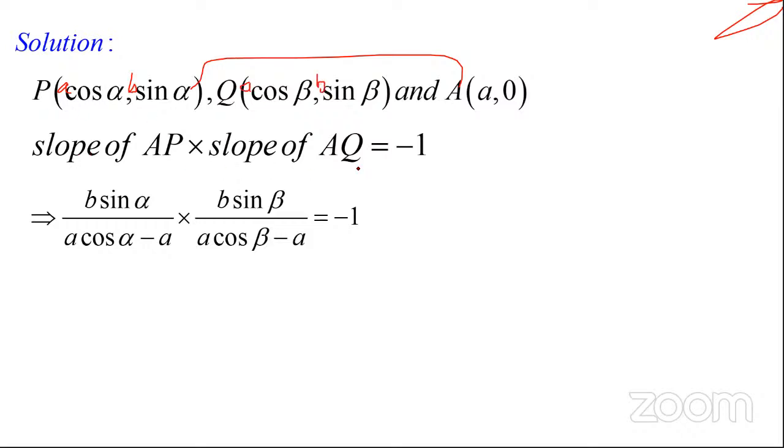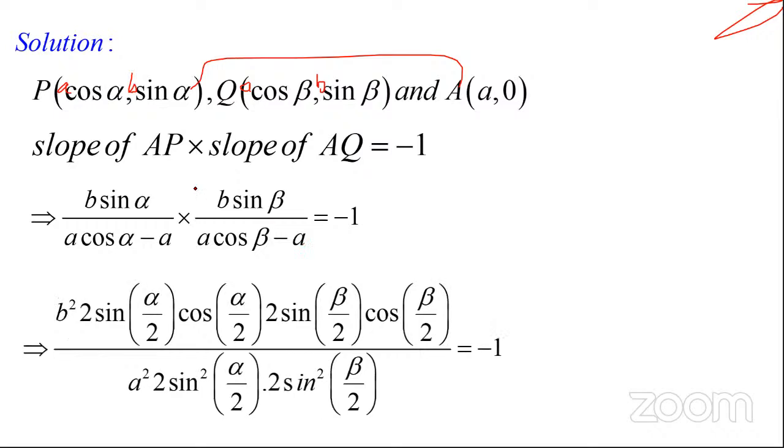Then the slope of AP into the slope of AQ, you just have to find the slopes: b sin alpha by (a cos alpha minus a) into b sin beta by (a cos beta minus a) equals minus 1. Then here, as per the submultiples, we can use sin alpha equals 2 sin(alpha/2) cos(alpha/2), and the b into b is b square, and similarly 2 sin(beta/2) cos(beta/2). Taking a common from the denominator, we get a into a, a square from both, then this is a cos alpha minus 1.